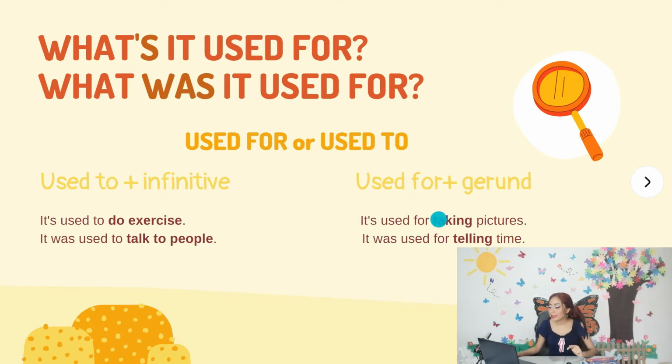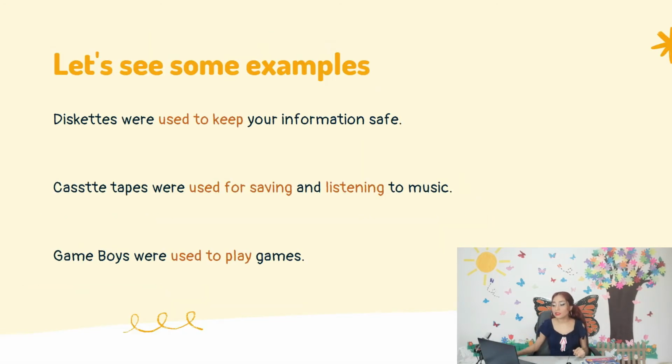It says it was used for telling time. In this case, the verb in infinitive would be tell, but we need it in gerund, so it is telling. It was used for telling time. It's in past because here we're also using was, the verb to be in past. So that's it. Let's go to some examples.